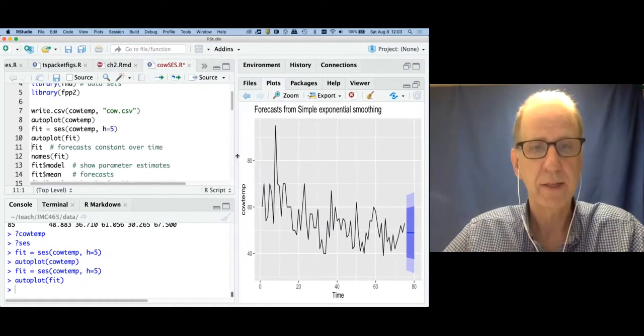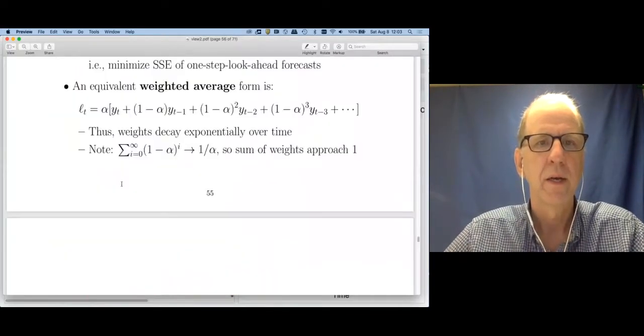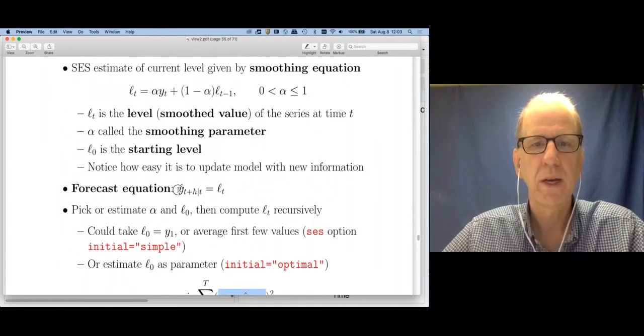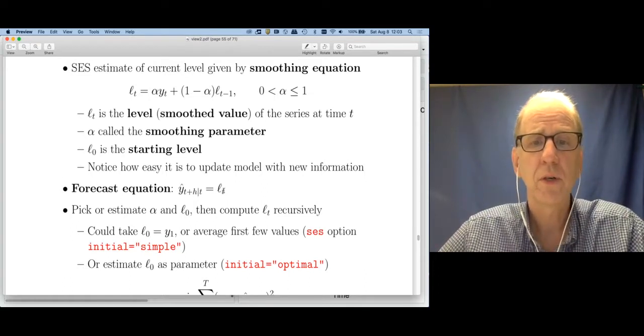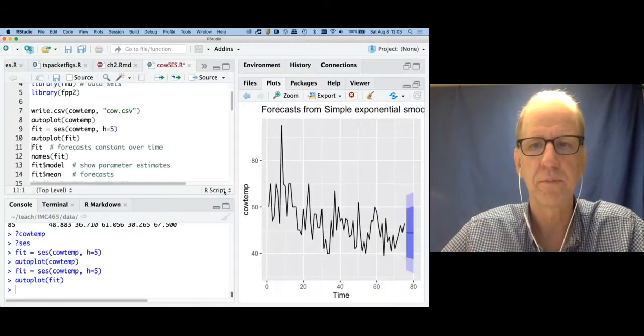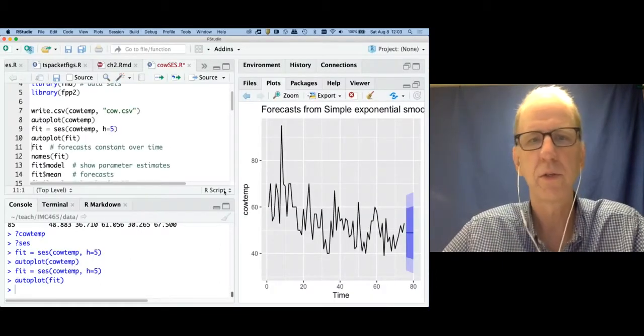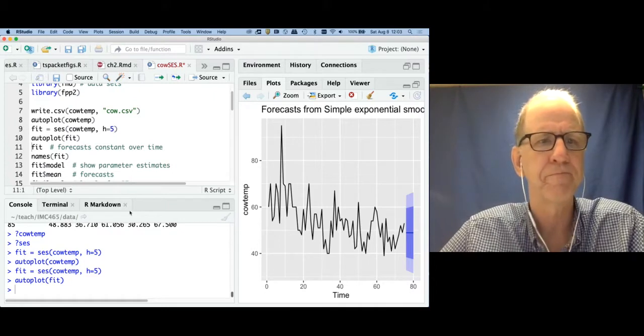And the reason for that, going back to the course packet, is this forecast equation. My forecast h periods into the future is just the current level, and that never changes as h increases because there is no trend and there is no seasonality to account for.